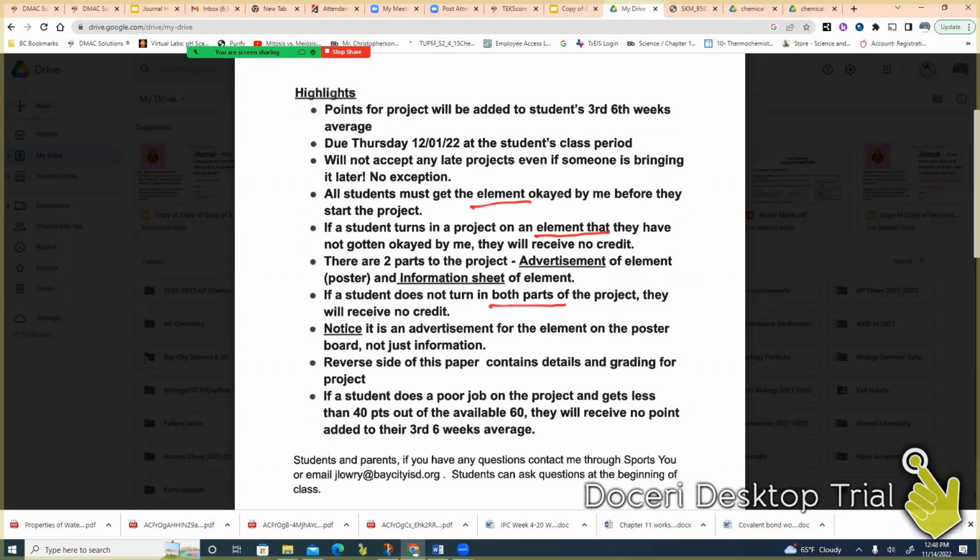So if the student does not turn in both parts of the project, they will receive no credit. If the student does a poor job, then they also will receive no credit. This is worth 60 points if you add everything up. If a student gets 40 points or less, they will get no credit. This is an opportunity that I am giving, hopefully for my students that are failing, a chance to bring up your grade. So if you just kind of halfway do a project, I'm not giving you credit for halfway doing the project.